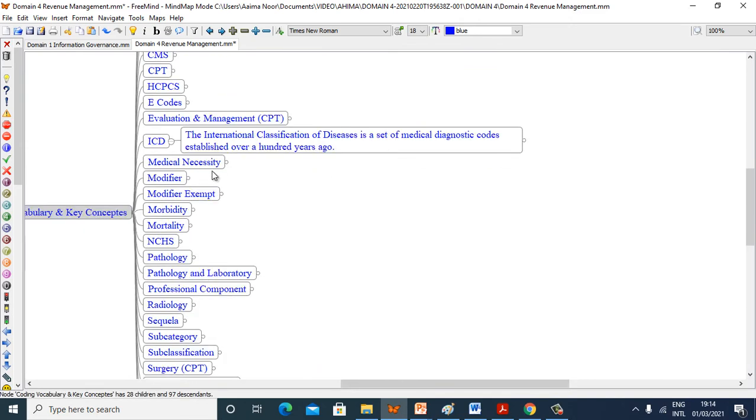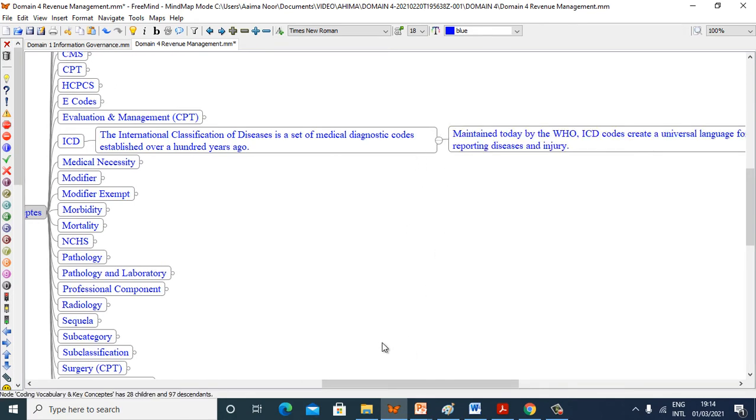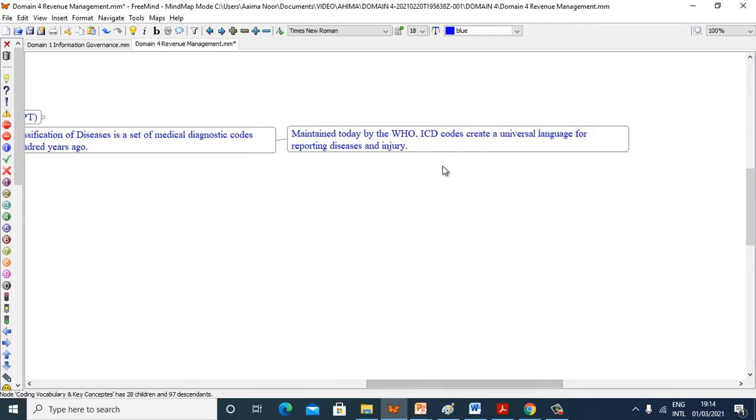ICD. The International Classification of Diseases is a set of medical diagnostic codes established over 100 years ago. Maintained today by WHO, ICD codes create a universal language for reporting disease and injury.